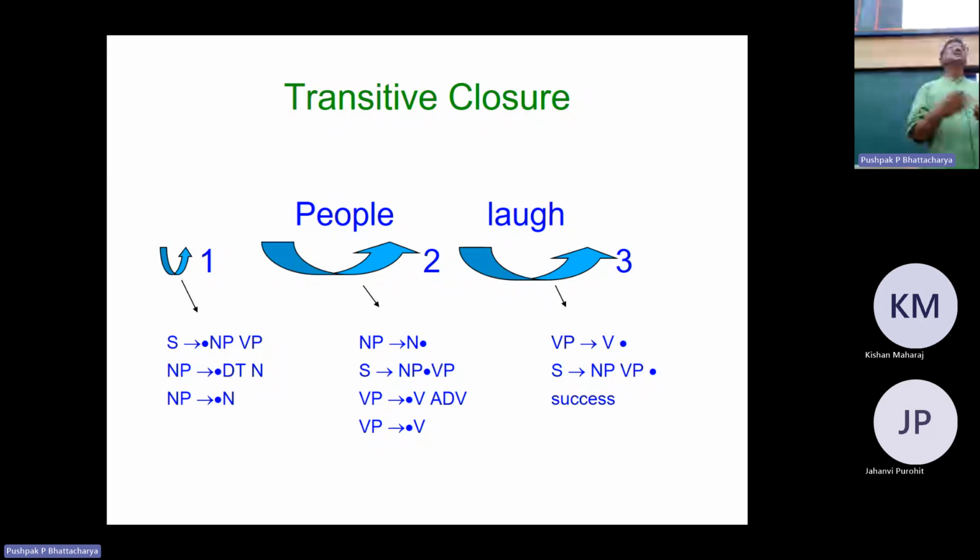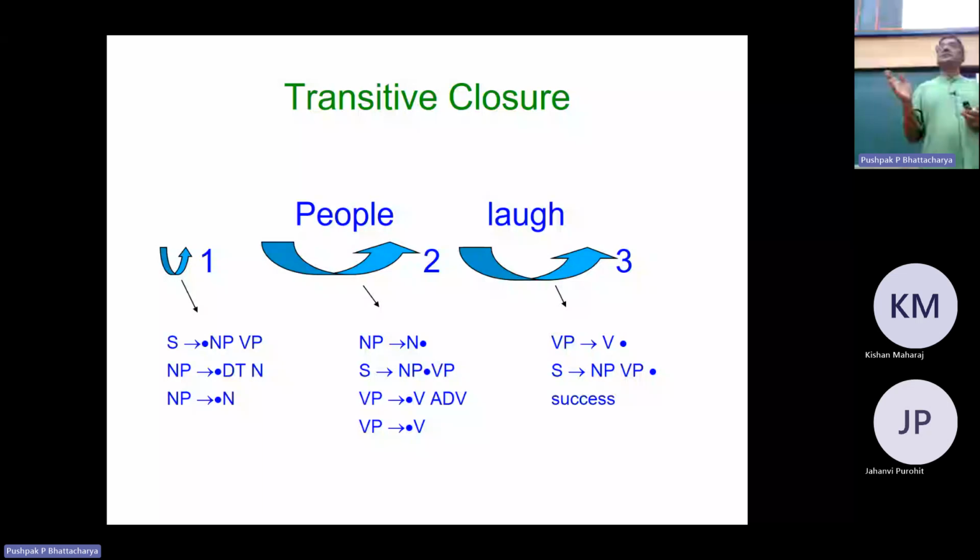So finding this exposition of V, ADV, or V, this itself is a top-down process. So top-down first, then bottom-up, then again top-down. This is what is happening. Then we see laugh. Laugh can be both verb and noun. But since we expect verb, we do not bring noun from the dictionary. And now verb has been found.